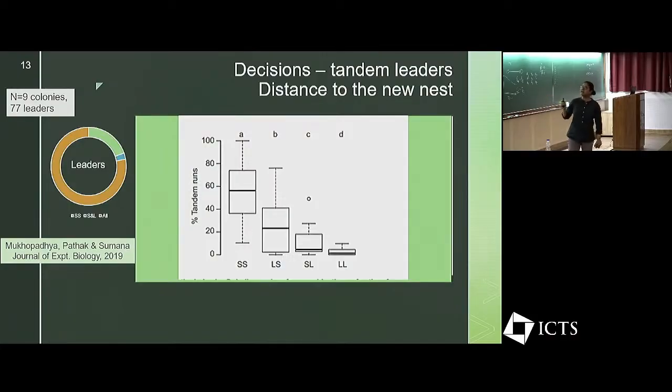And that is the same scenario with the number of transports that happen. The percentage of tandem runs that occurred across these 9 colonies by 77 leaders is, most of them are taking the SS path, the shortest path that connects the new nest to the old nest. This is what we see that the ants are doing. All right, now they certainly avoid the long paths.